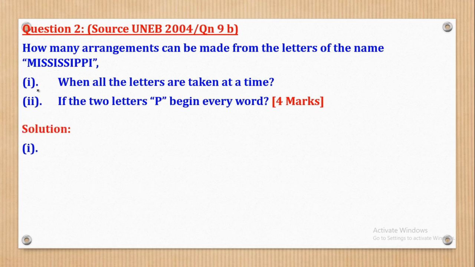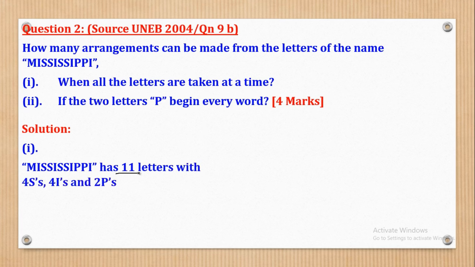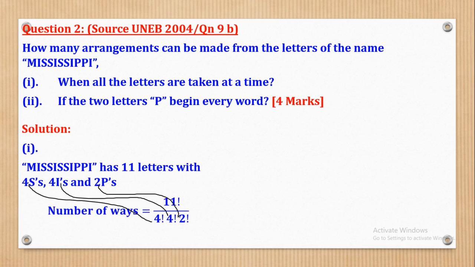Therefore, we are going to just analyze the word Mississippi and realize that Mississippi has 11 letters with 4 S, 4 I's and 2 P's. For example, if you look at S, there is 1, 2, 3, 4. Then when you look at I, there is 1, 2, 3, 4. Then when you look at P, there is 1, 2. Therefore, the 11 will be in the numerator and 4, 4 and 2 factorials in the denominator. So in the end, we shall come up with this as the required number of ways. Now, that has been Roman 1.